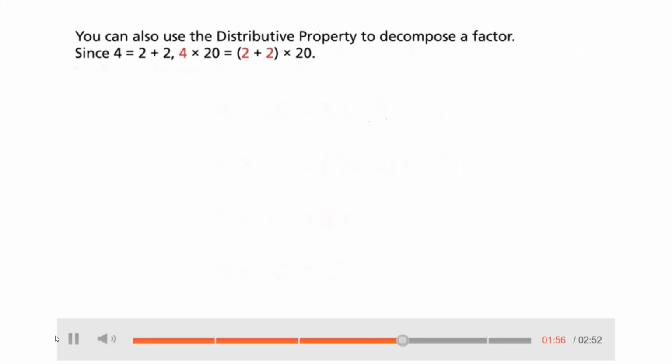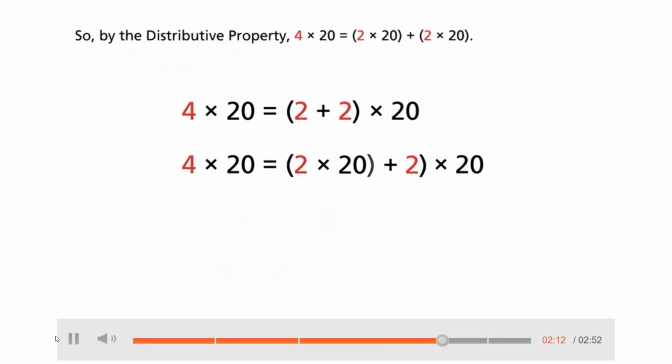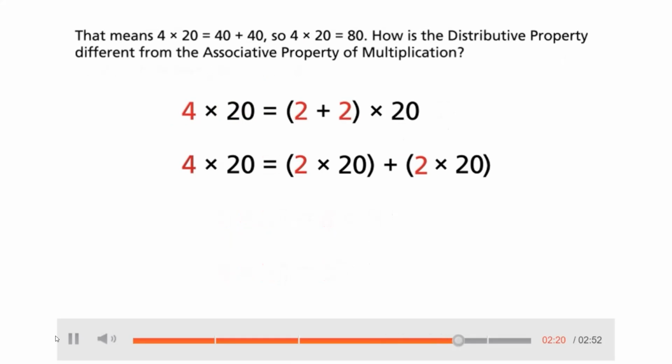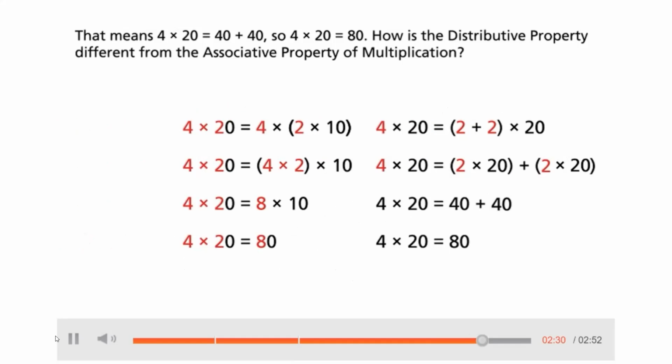You can also use the distributive property to decompose a factor. Since 4 equals 2 plus 2, 4 times 20 equals the quantity 2 plus 2 times 20. So, by the distributive property, 4 times 20 equals 2 times 20 plus 2 times 20. That means 4 times 20 equals 40 plus 40. So 4 times 20 equals 80. How is the distributive property different from the associative property of multiplication?